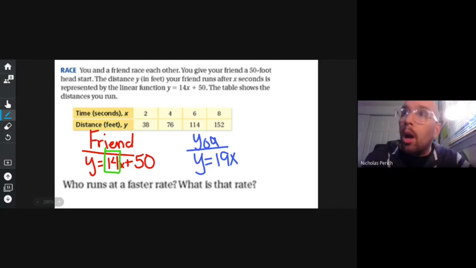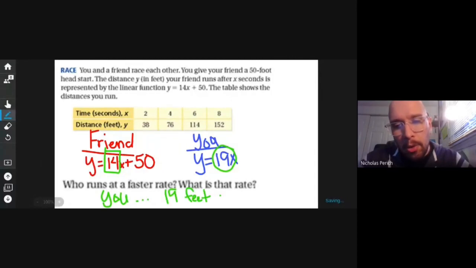So your slope is going to be 14 feet per second. That's your friend. You are 19 feet per second. So who runs at a faster rate? You! And what is that rate? 19 feet per second.